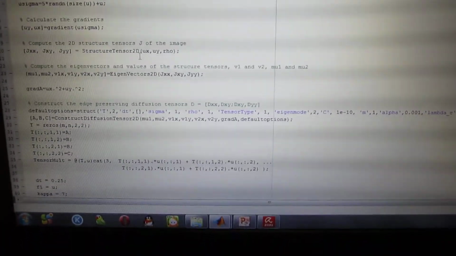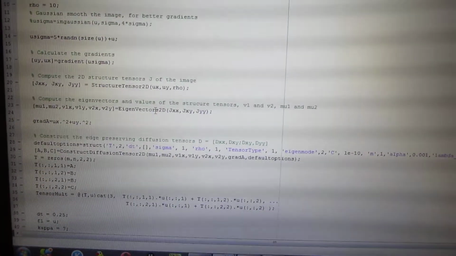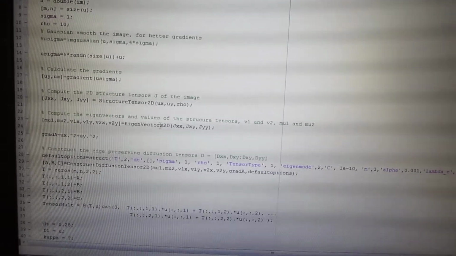Okay, here we can see this is a function to get the structure tensor, and this is the function to get the edge vector, and this one is the edge information. Okay, just wait for a minute. Then we can get a very good result.